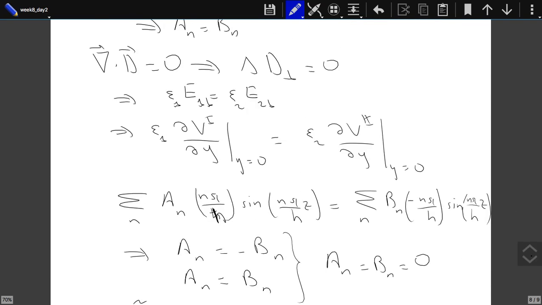Sorry, hold on. Did I make a mistake over here? This is epsilon 1 times this one is equal to epsilon 2 times this one. So epsilon 1 times a_n is equal to minus epsilon 2 times b_n. And n cannot be equal to 0. Still the solution is a_n and b_n equal to 0.